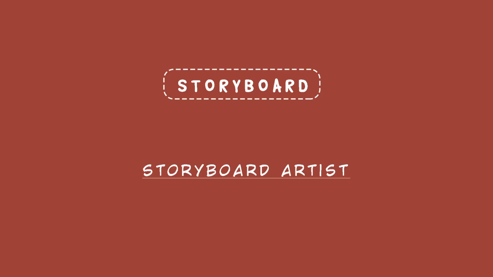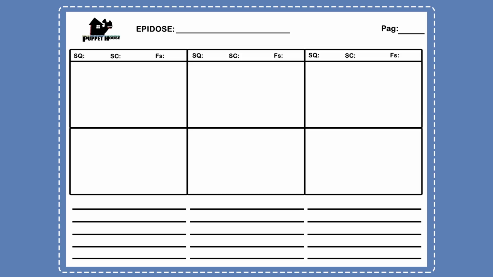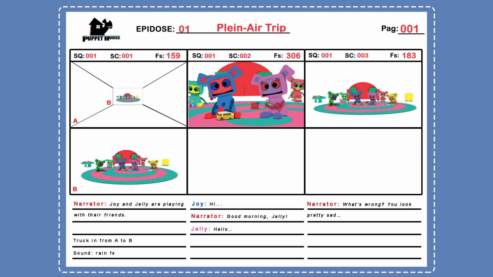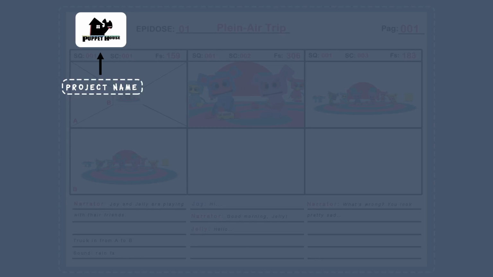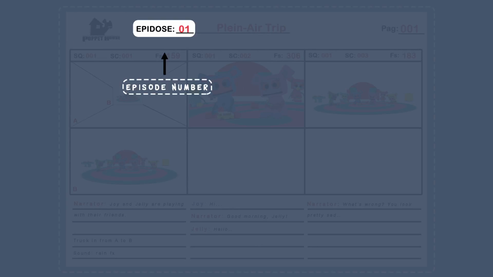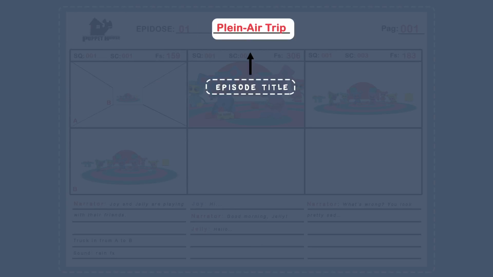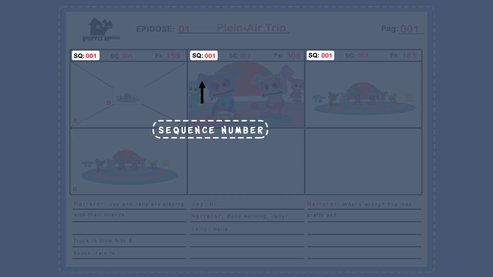In this step, the storyboard artists create a visual description of the entire project divided by sequences and scenes. So this is an example of a blank storyboard sheet, and here we have a filled one. This is just the first page with the first 3 scenes. Here we have the title or the logo of the project, the number of the episode, the title of the episode, the number of the sequence. So in this case, these are all scenes from the same sequence.